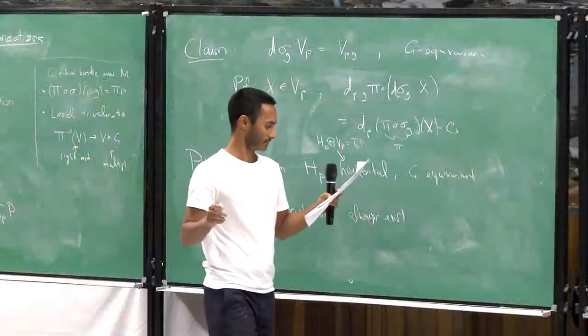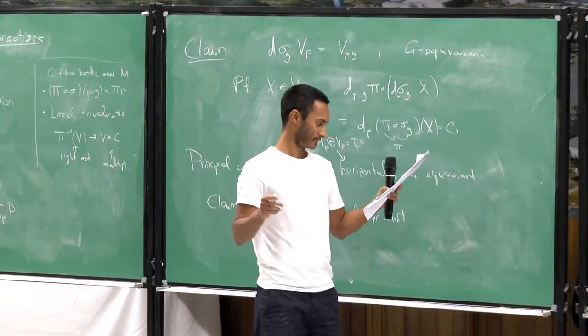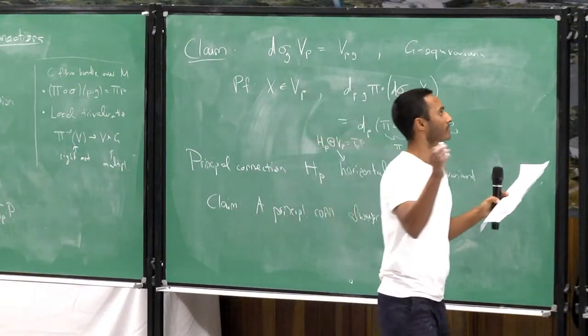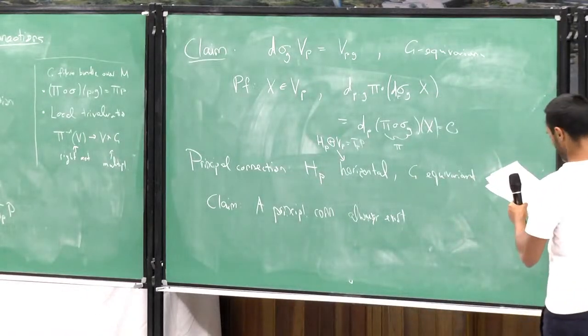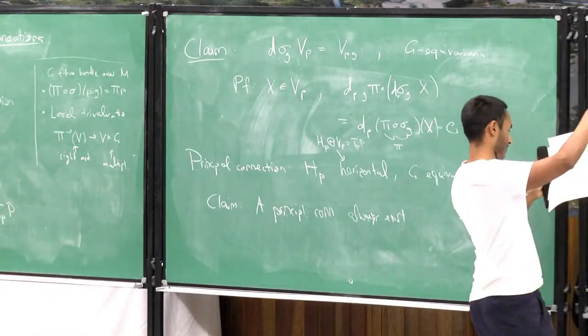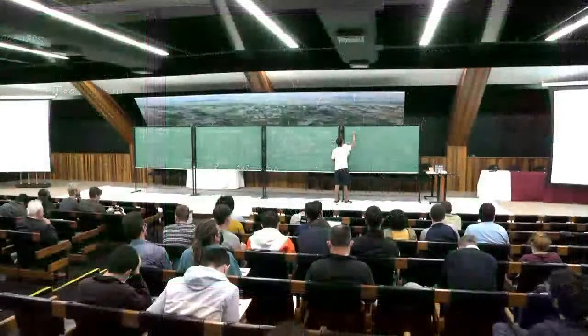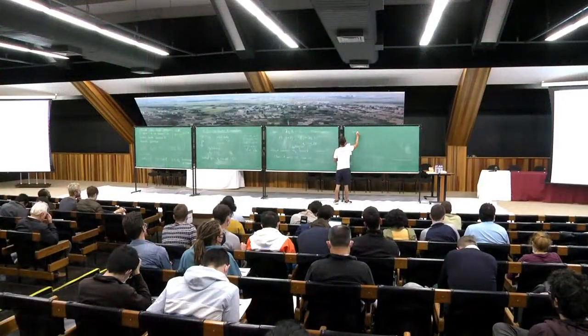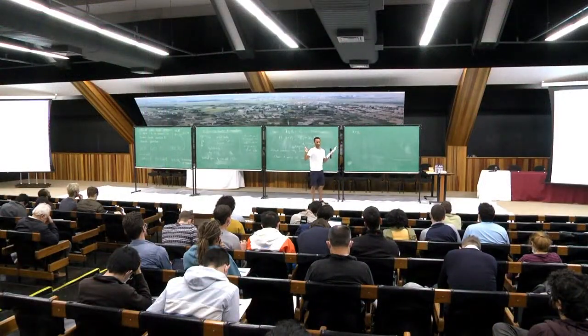Okay, so then the next thing that we want to look at, okay, for X in the Lie algebra of G. Are there any questions so far?